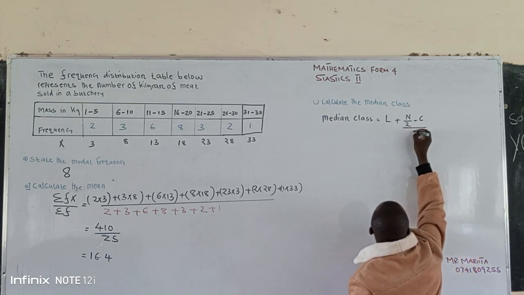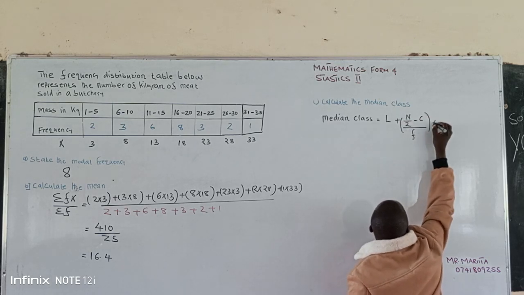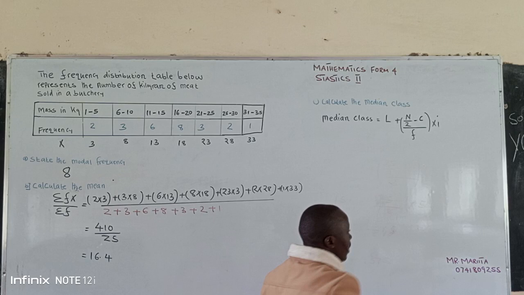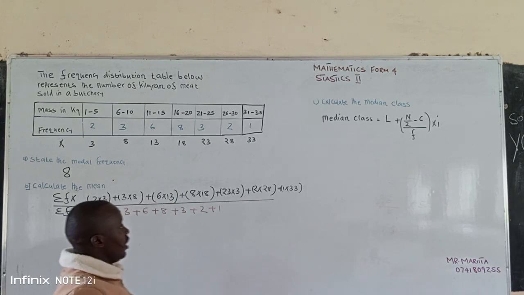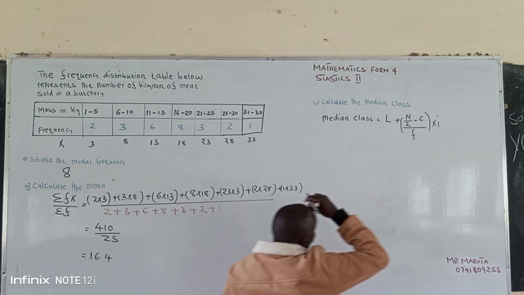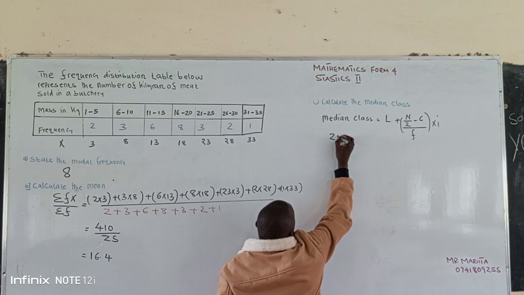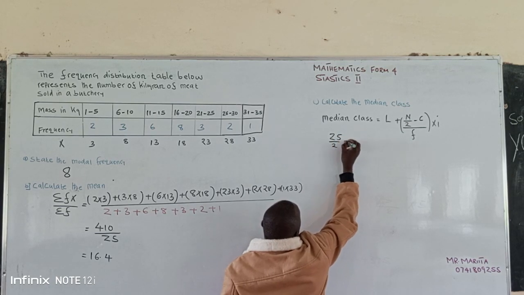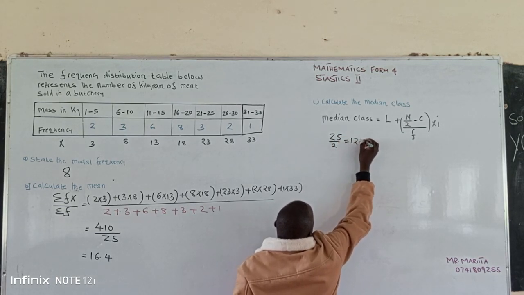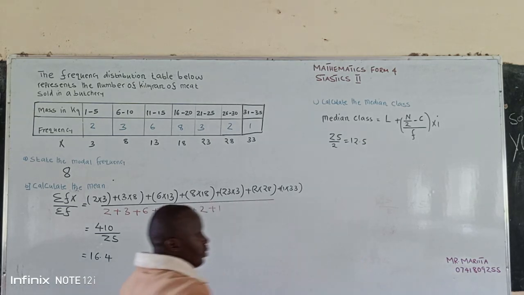You divide it by the frequency of the class, then this is multiplied by the class intervals in that case. So how do you get the lower class limit? To get the lower class limit, you need to have 25. This is 25 divided by 2, which gives us 12.5. So where do we get our 12.5?